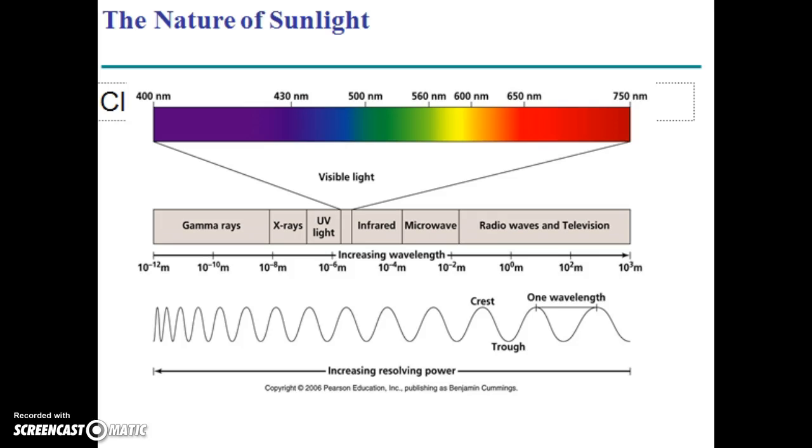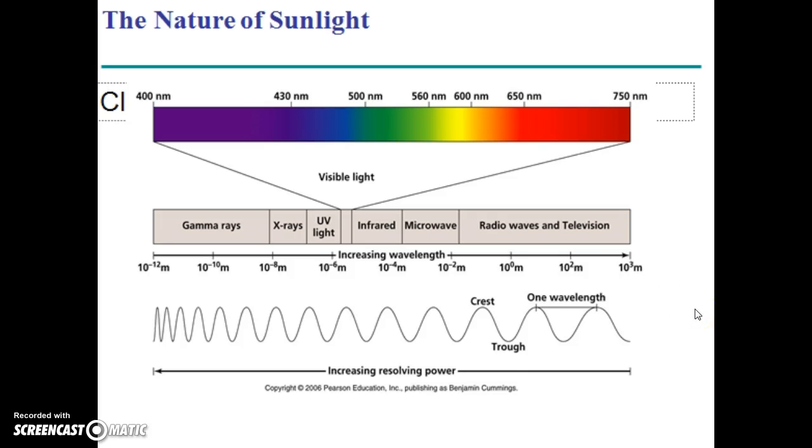Okay, so the colors of the rainbow and sunlight. Light is a form of electromagnetic energy, also called electromagnetic radiation. Like other electromagnetic energy, light travels in rhythmic waves. These form wavelengths. A wavelength is the distance between crests, and we can see a crest right here, which is the top of a peak. A wavelength is the distance from the top of one peak to the top of the next peak.